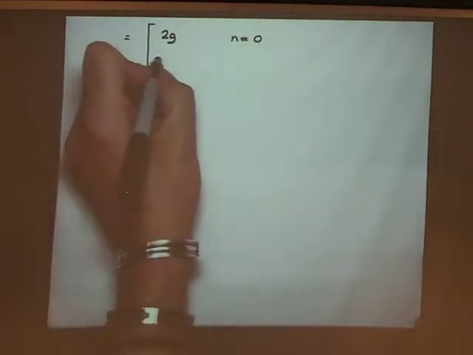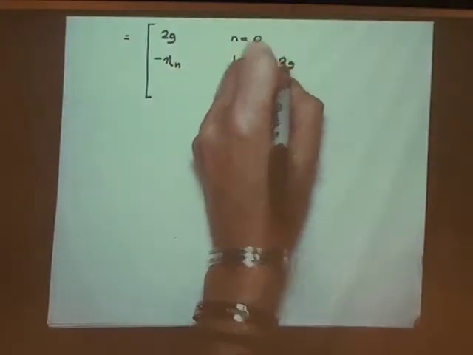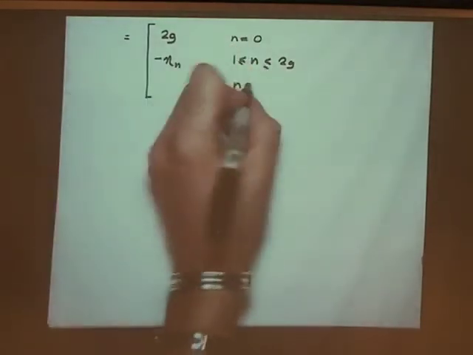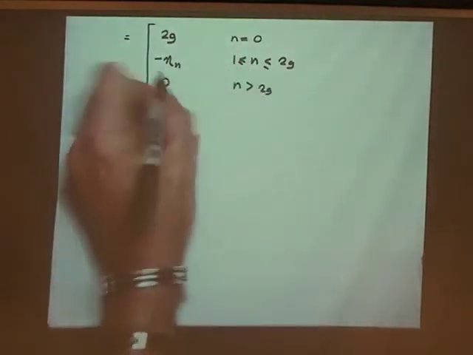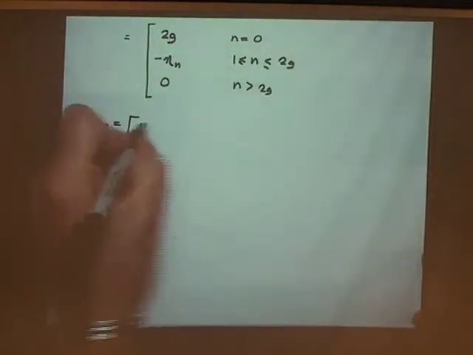What are the other moments? I'm going to use this eta n, and this is for n between 1 and up to 2g. For n bigger than 2g, there's 0. And eta n is equal to 1 or 0.